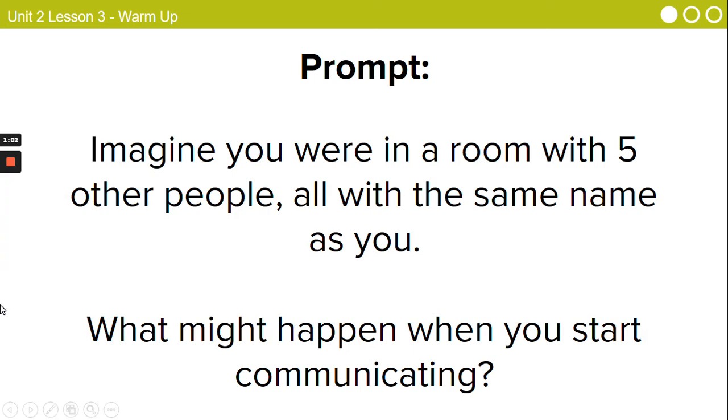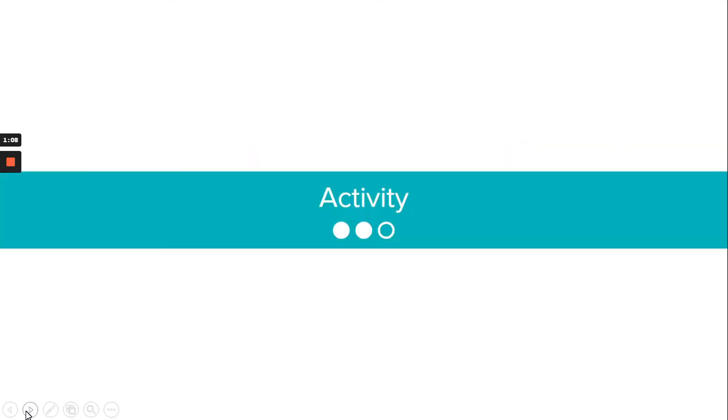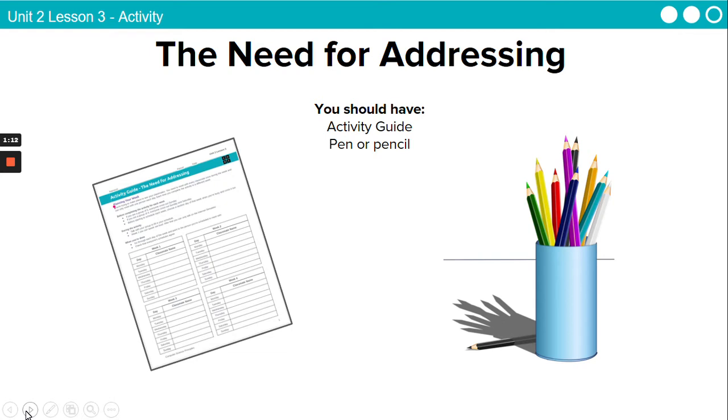Now that we have completed responding to the prompt in our journals and we have gone back to our PowerPoint, the next thing is the activity. So for the activity, it says you should have your activity guide, pen or pencil. Of course, we're on the internet, so there's no pen or pencil, but it doesn't harm if you have one there so you can make some physical notes for yourselves. You know how reliable technology is. So we're here and we're going to the activity guide.